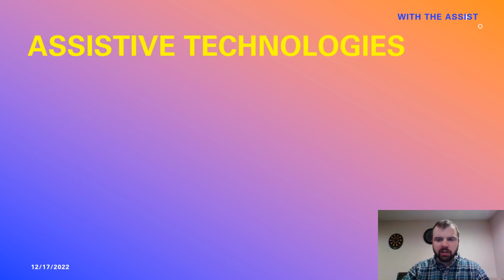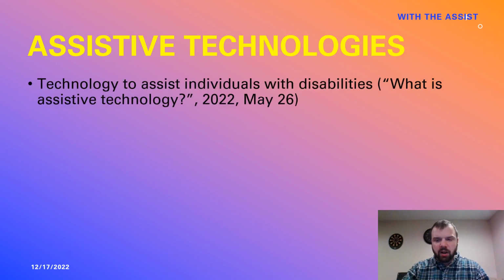An article on DoIT's website tells us that the term assistive technologies was first used in 1988 in the Tech Act of 1988. According to this article, an assistive technology is a technology used by individuals with disabilities in order to perform functions that might otherwise be difficult or impossible. In other words, these tools are used to bridge a gap from where the student is to where they need to be.